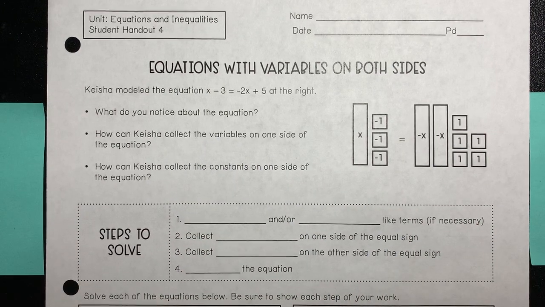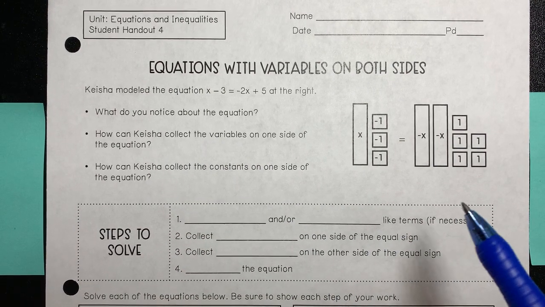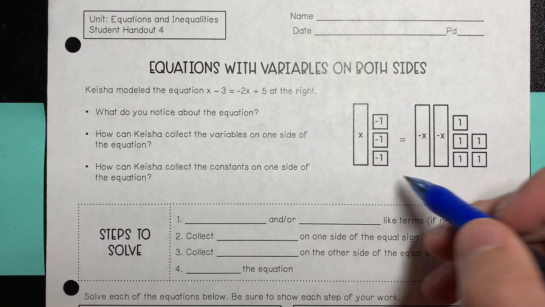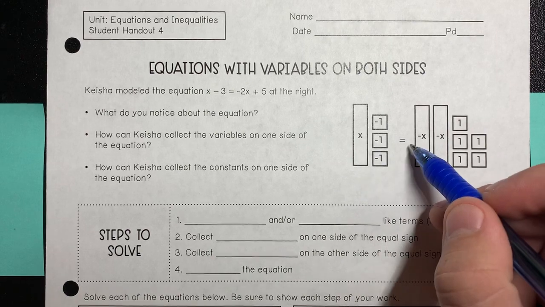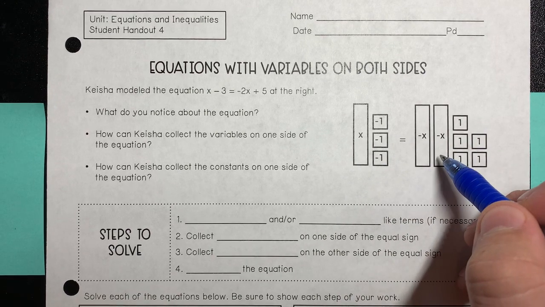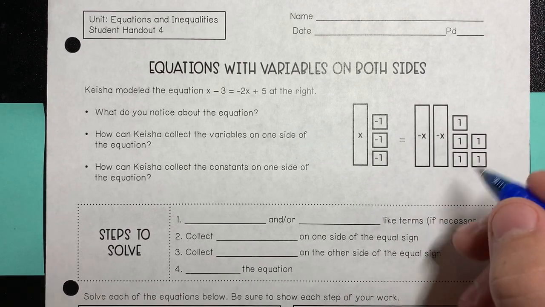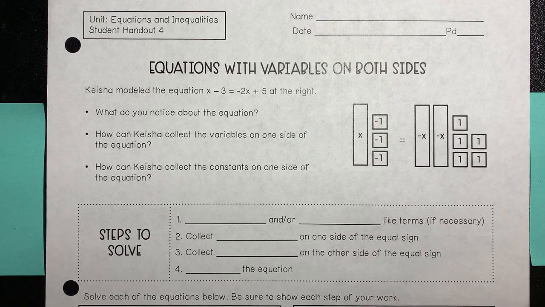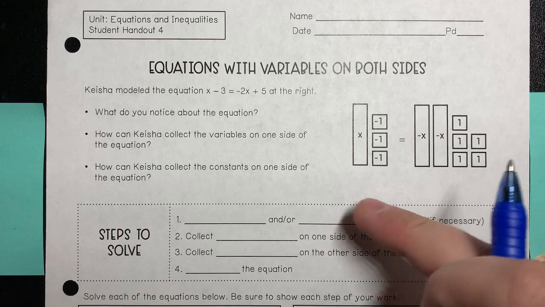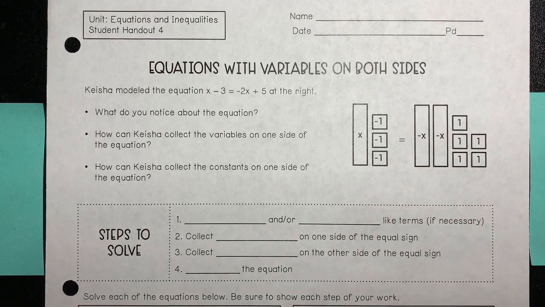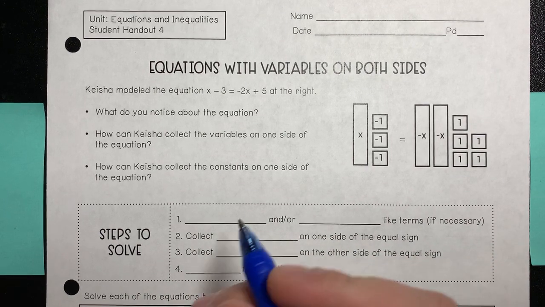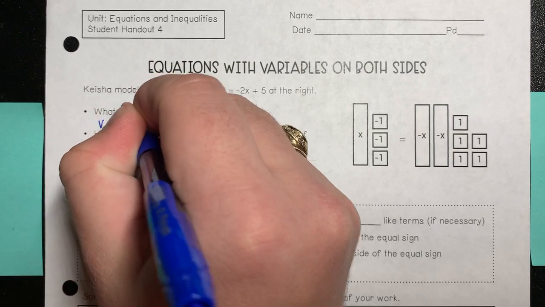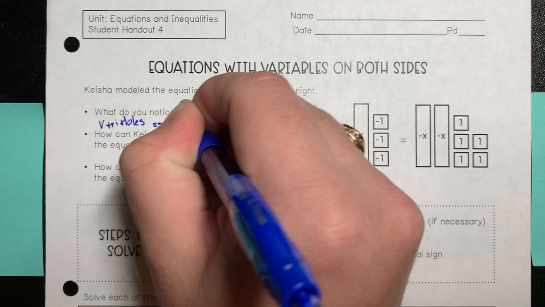Well, something that we haven't worked with yet, and like you could see in the title, what we're going to work with is variables on both sides. This has an x on the left side of the equal sign and x's on the right side. Up until now, we've only worked when x's are on one side. Now we're going to work on problems that have variables on both sides. So that first question says, what do you notice about the equation? We notice that there are variables on both sides.